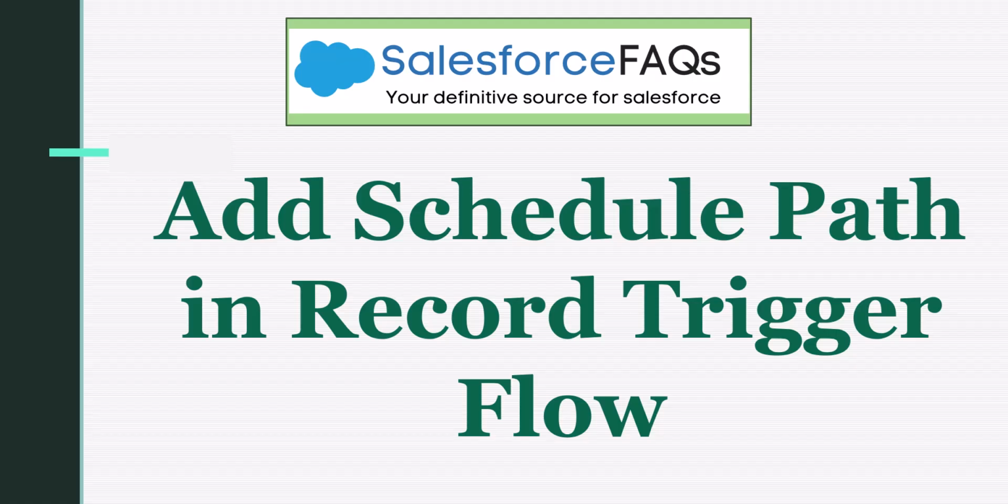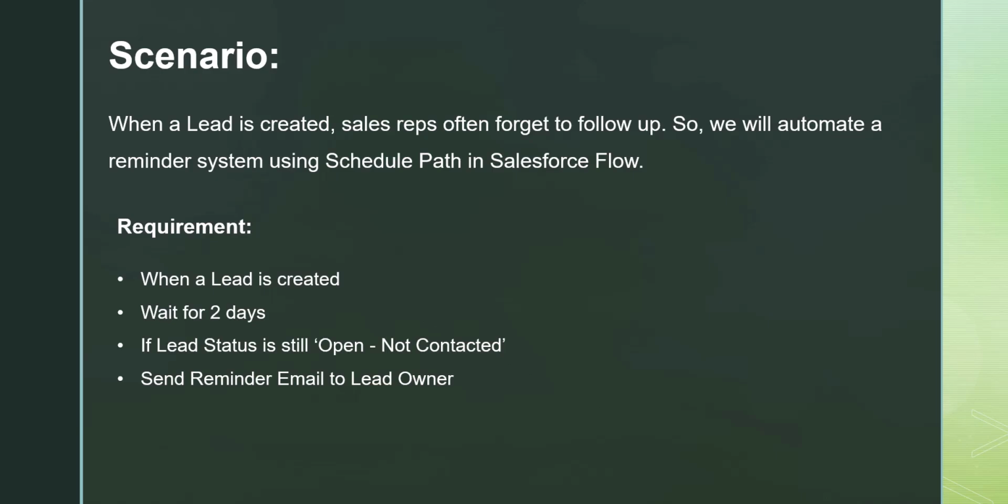So in this video, we are going to understand the schedule path in Salesforce record trigger flow. For that, let's understand the scenario. Here the scenario is: when a lead is created, the sales representative often forgets to follow up. So we will automate a reminder system using the schedule path in Salesforce Flow.